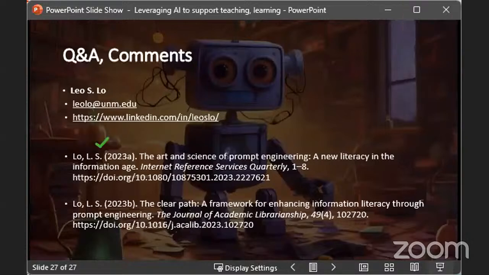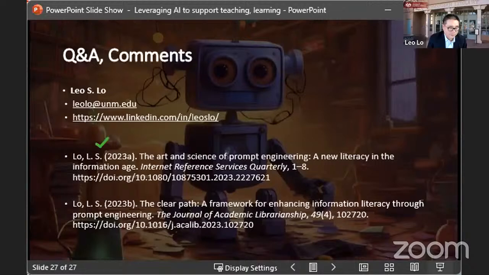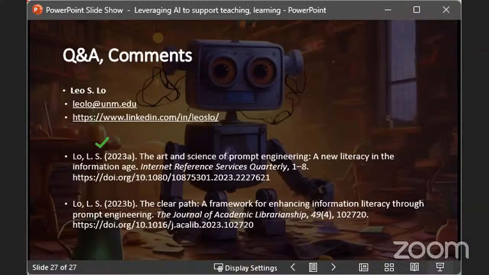Yes. So if the library would like to support students' AI literacy, what is the best thing to start with? Is it introducing the different AI-based applications?